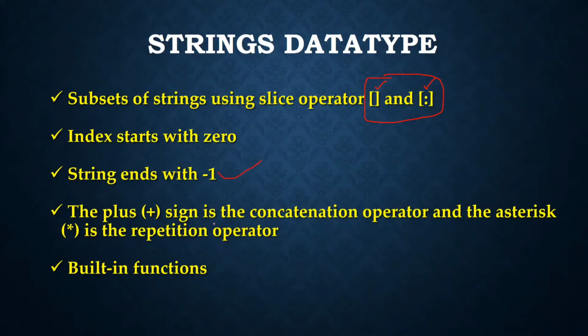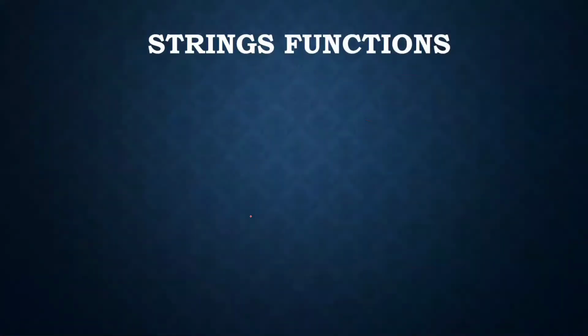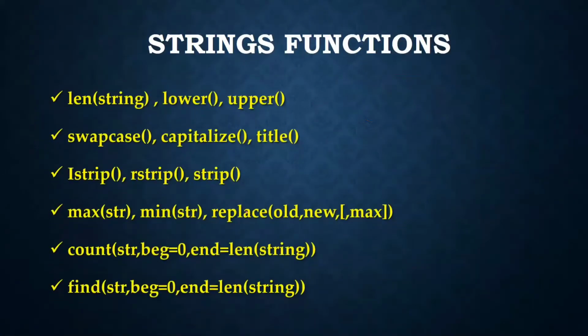The plus sign is the concatenation operator and the asterisk is the repetition operator. I'll explain these with the demo. Okay, and we have a few other built-in string functions also. We are going to discuss all those functions now. So these are all the commonly used string functions. Yes, we have so many functions because in day-to-day activities in any project, we deal with strings most of the time, right? That's why we have many functions, and these are all commonly used functions also.